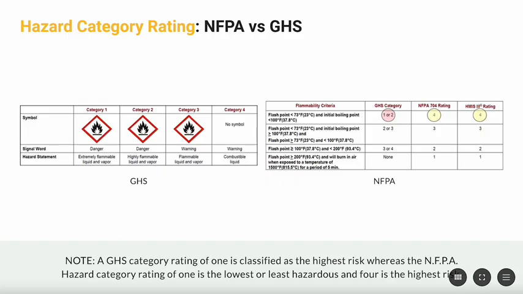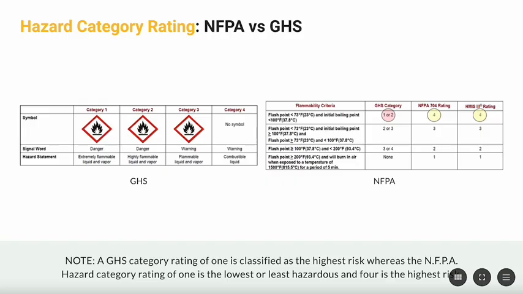The GHS uses a numerical system to classify the acute toxicity of hazardous substances, with Category 1 indicating the highest risk and Category 4 indicating the lowest risk. In contrast, the NFPA uses a rating system that uses numbers from 0 to 4 to indicate the level of hazard posed by a chemical, with 0 being the least hazardous and 4 being the most hazardous.